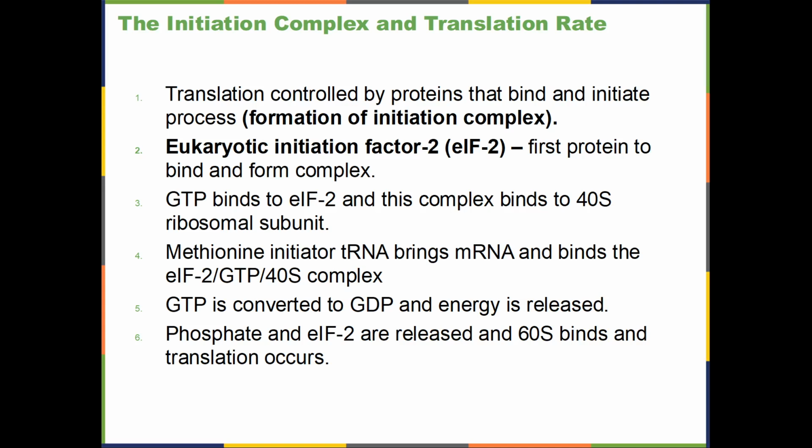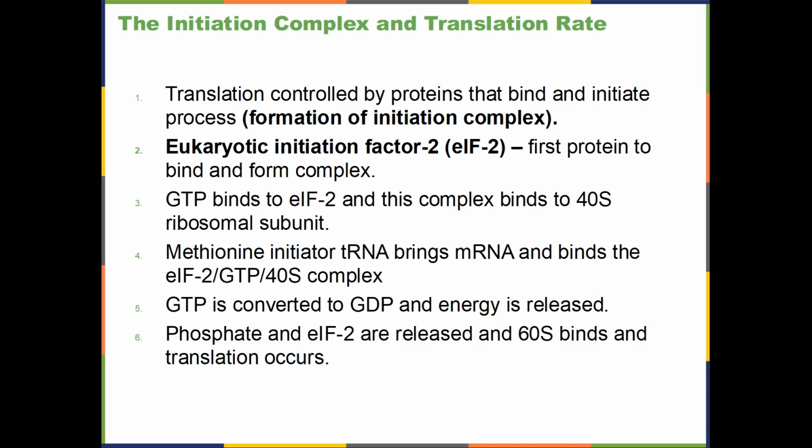All right, so translation can be controlled by proteins that bind and initiate the process. Eukaryotic initiation factor 2 is the first protein to bind and form the complex. All right, we talked about GTP being attached to the 5' end of the mRNA. It binds to the 40S ribosomal subunit. This is a small subunit of the eukaryotic ribosome.